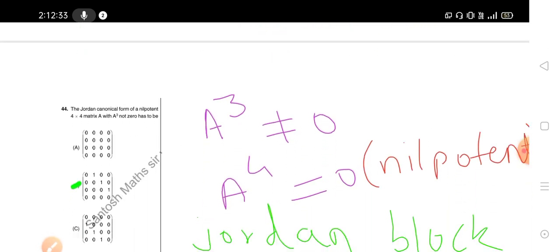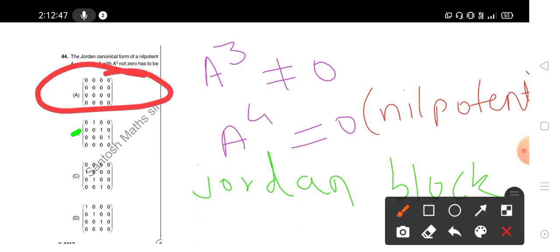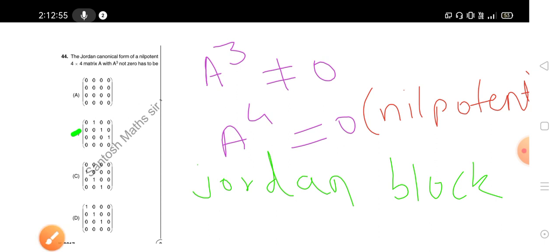Next question. The Jordan canonical form of a nilpotent 4 cross 4 matrix A with A cube not equal to 0 has to be. This is the null matrix, so A cube is zero, but A cube is non-zero. This is not possible. Therefore answer option A is not correct.